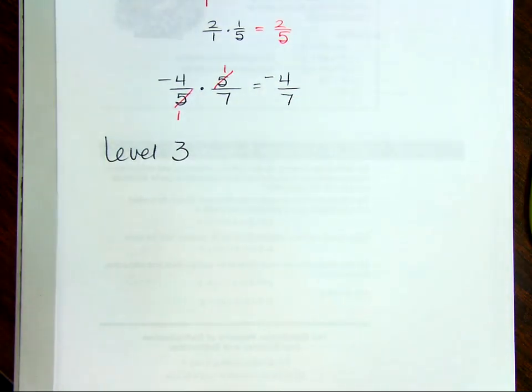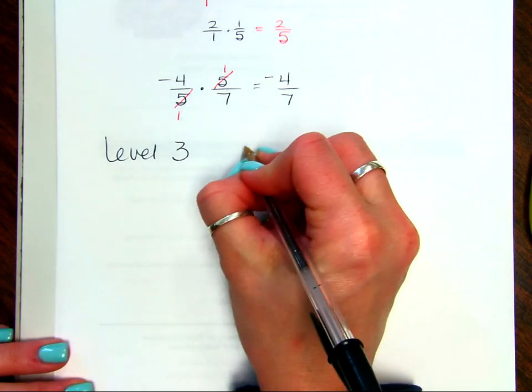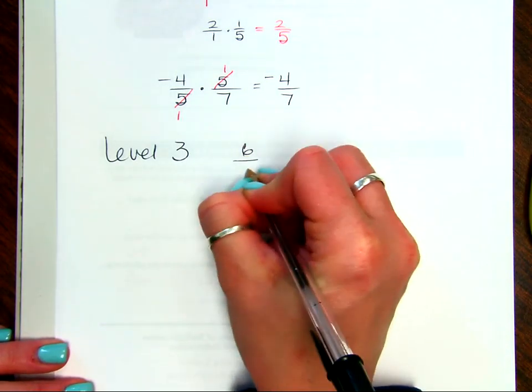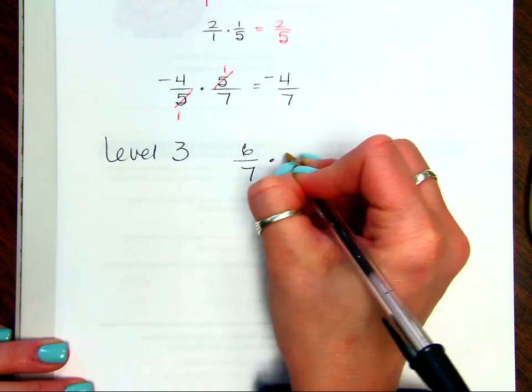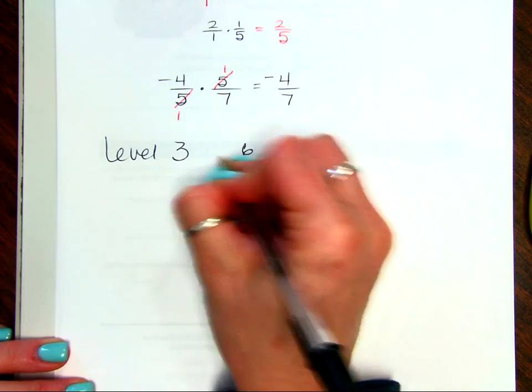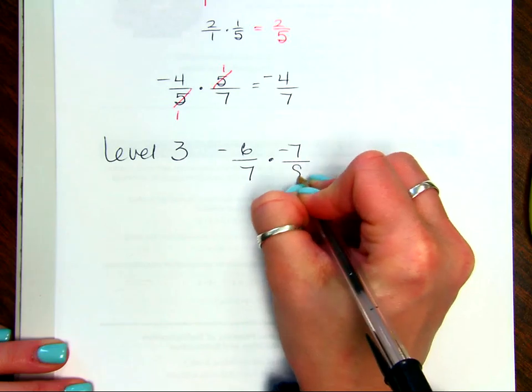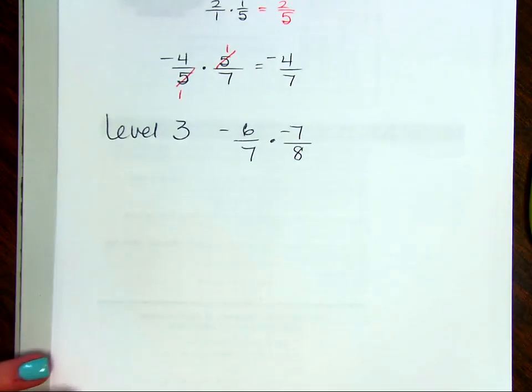Okay. Level 3 takes it a little trickier. So it still has, let's say, 6/7 times 7. Let's make it a negative. There. Try that. You can do it on your whiteboard.